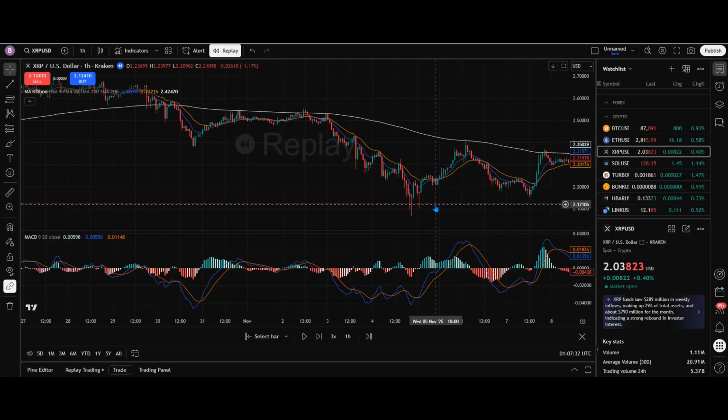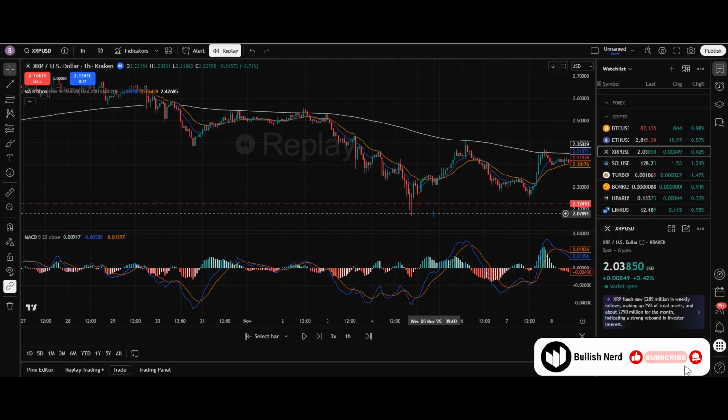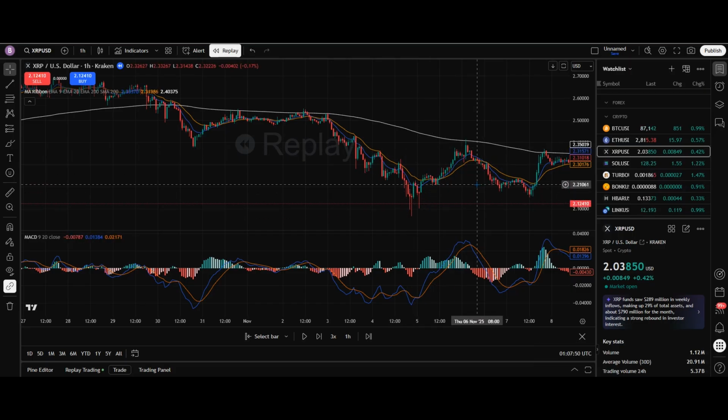All right, welcome back. So in this section, I'm going to show you what you need to know about volume, the volume indicator, right? How it works, and what you need to look for when you're using volume in your charts and in your trades. So let's get straight to it.